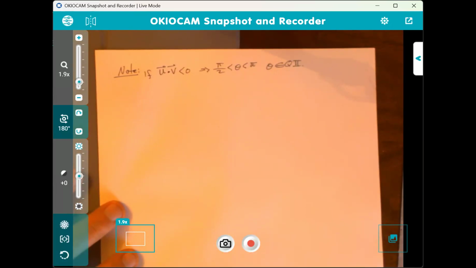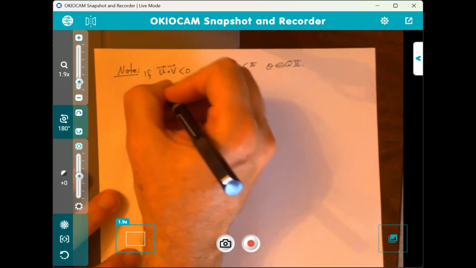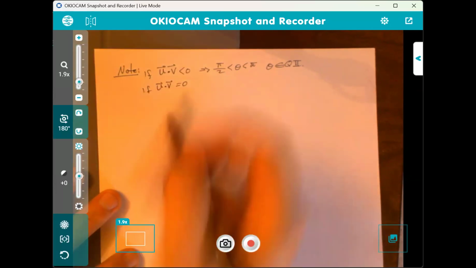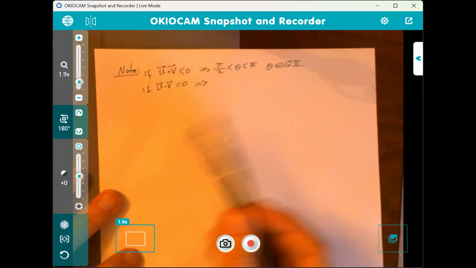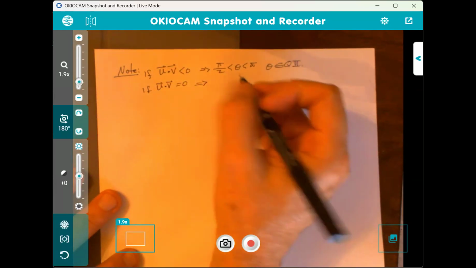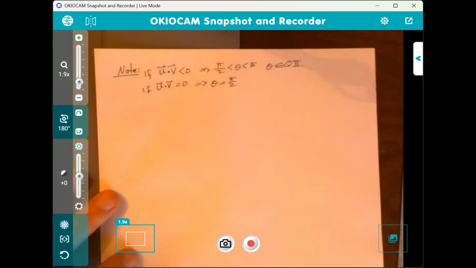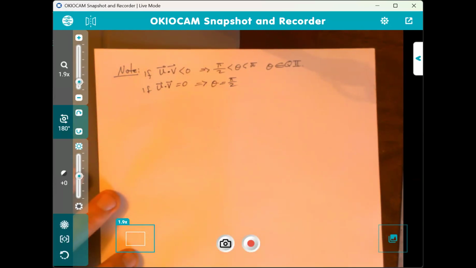Okay, that's if the dot product is negative. What if the dot product is 0? If the dot product is 0, that means cosine is 0, right? Well, in 0 to pi, cosine is 0 only at 90 degrees. True? So theta must be pi over 2 because, again, cosine of pi over 2 is 0.